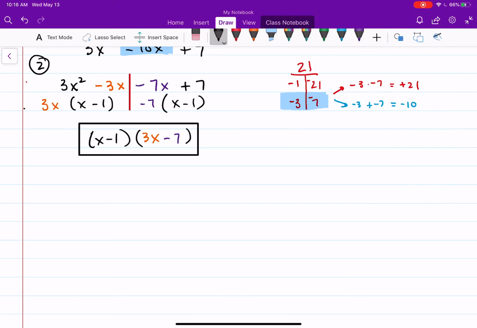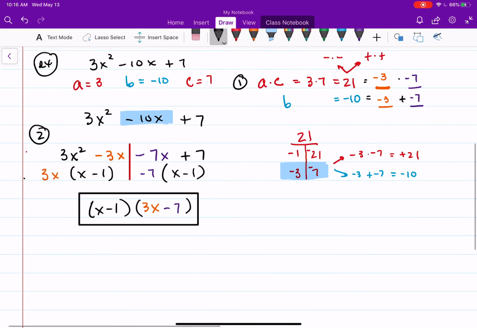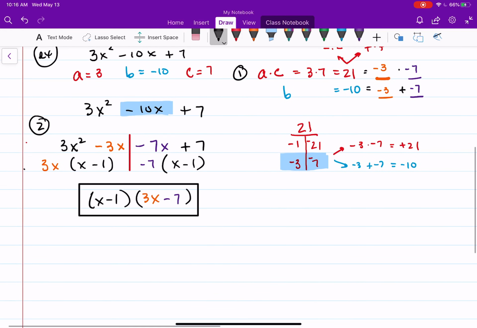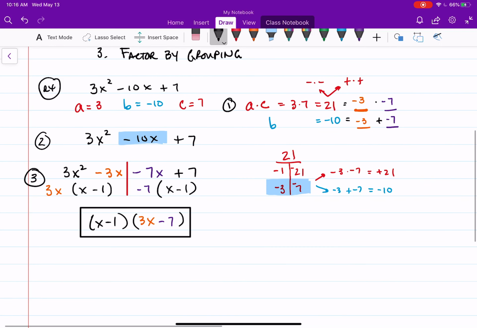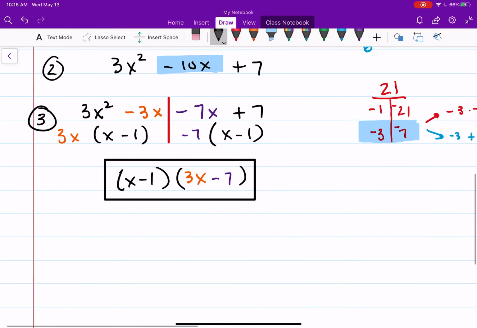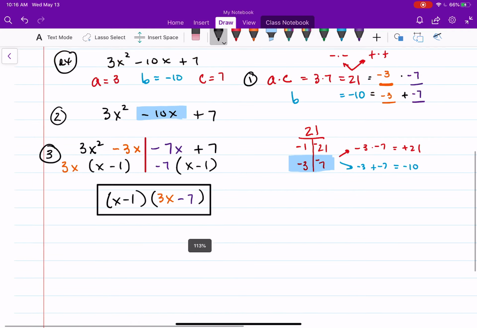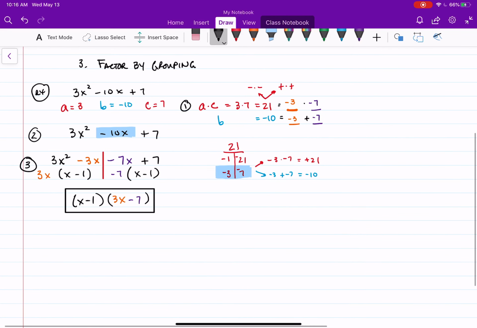Okay? So there you go. All right? So those are your 3 steps. So I should probably say this. Erase this and call this step 2, and then call this step 3, okay? So step 1 was AC, step 2 was to split the middle term, step 3 was to do factor by grouping, okay? Now, yes, these are 3 steps as we're going.